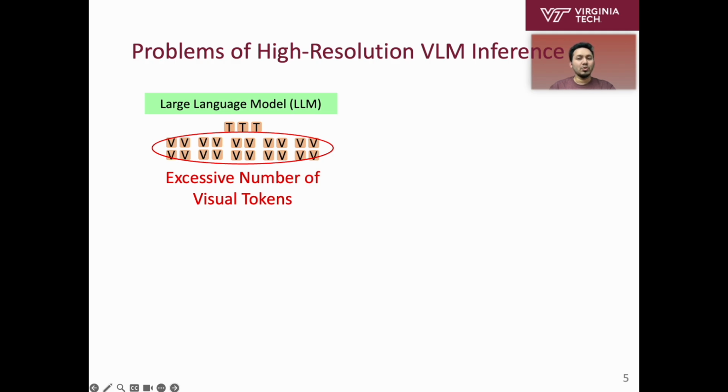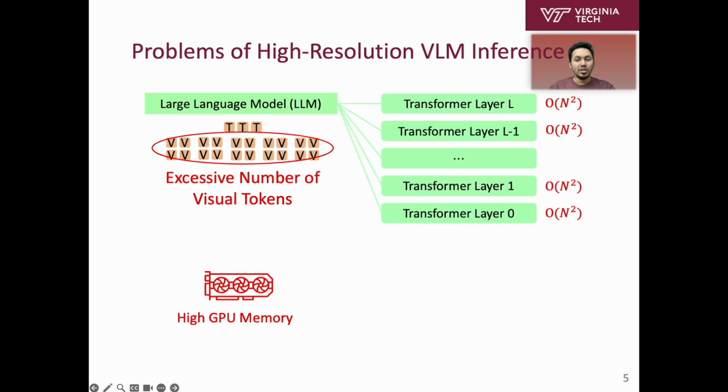This excessive number of visual tokens, while improving the accuracy, creates challenges during inference, especially with limited computational resources. The increased token count in the LLM input leads to higher GPU memory usage, as the context of many tokens must be stored in the KV cache. Additionally, since large language models primarily consist of transformer layers with quadratic complexity relative to the number of tokens n, more tokens result in slower generation throughput and increased response latency.